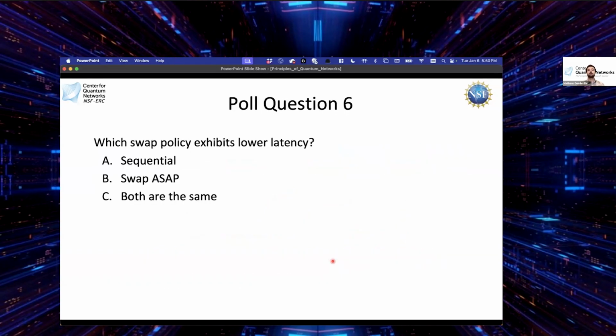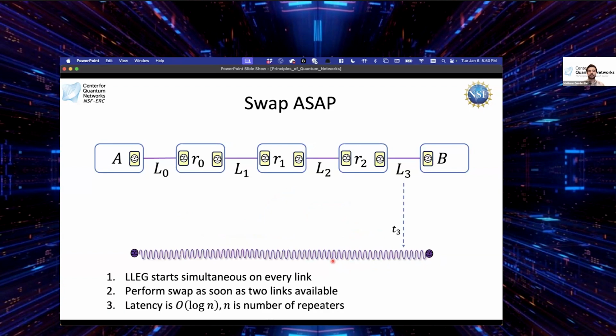Okay, so let's go over a quick poll question now. Sorry, one thing I forgot to say there. The latency to generate end-to-end entanglement here is logarithmic in the number of repeaters n in the chain.